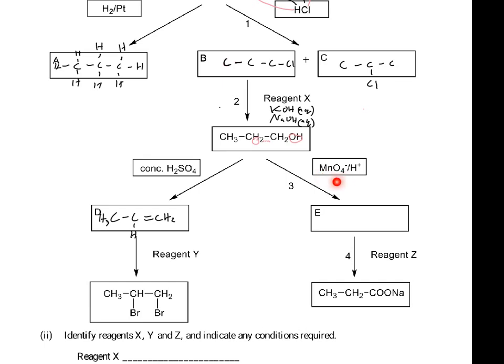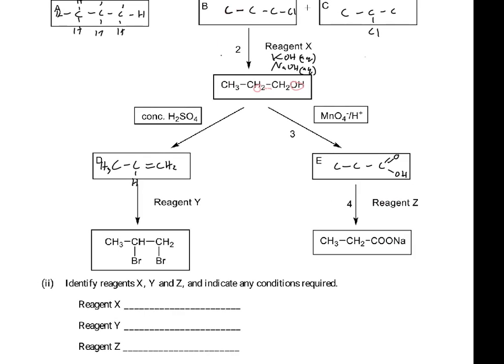Whenever you see permanganate or dichromate with an alcohol, it's always an oxidation reaction. And in year 12, you'll always turn an alcohol into a carboxylic acid. So it's still got 3 carbons, but now it turns into a double bond O and an OH.